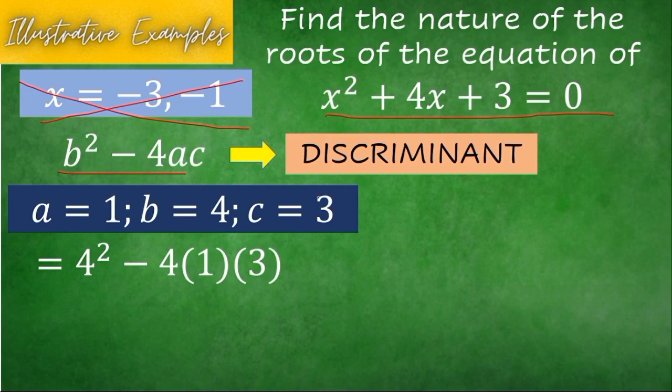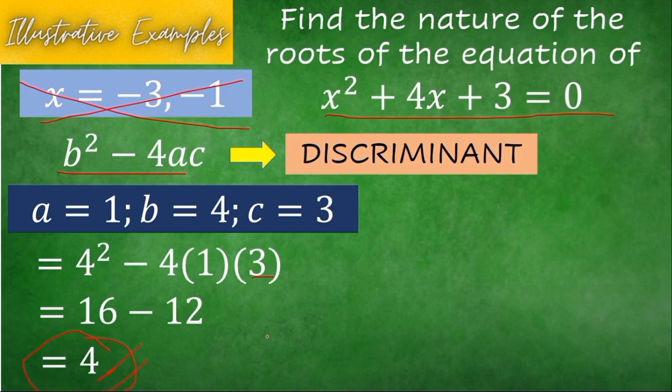Substitute the value of a, b, and c to the discriminant and you'll have this: b is 4 squared minus 4a, which is 1, and c, which is 3. Perform the operation using PEMDAS. 4 squared is 16. 4 times 1 times 3 is 12. So 16 minus 12 is 4. Now the value of the discriminant is 4.